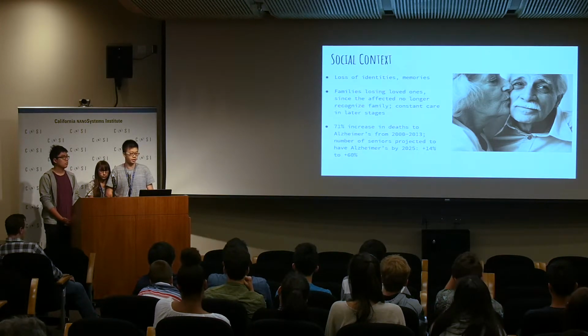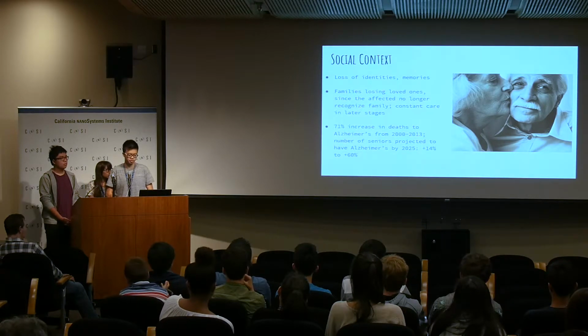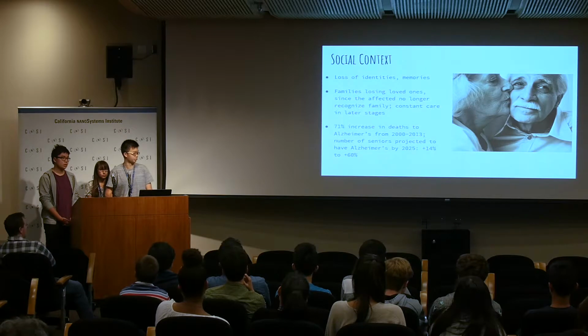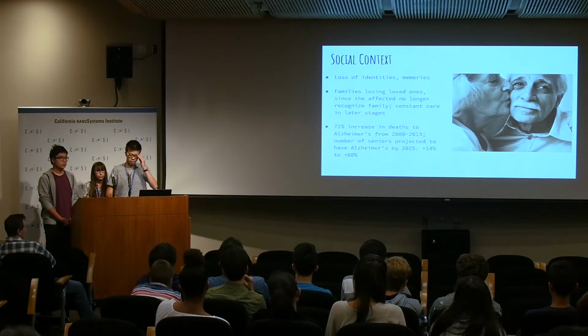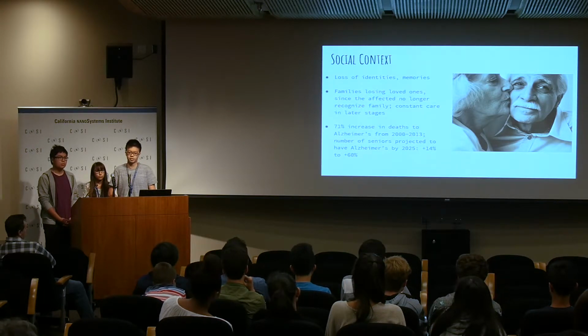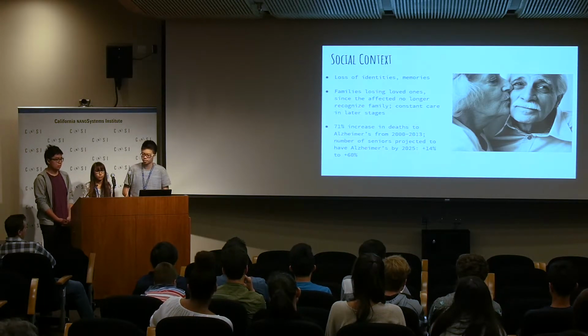And also there was a 71% increase in deaths to Alzheimer's in the U.S. from the year 2000 to 2013. And the number of seniors in the U.S. projected to have Alzheimer's by the year 2025 is going to increase from 14% to as much as 60% in certain states.